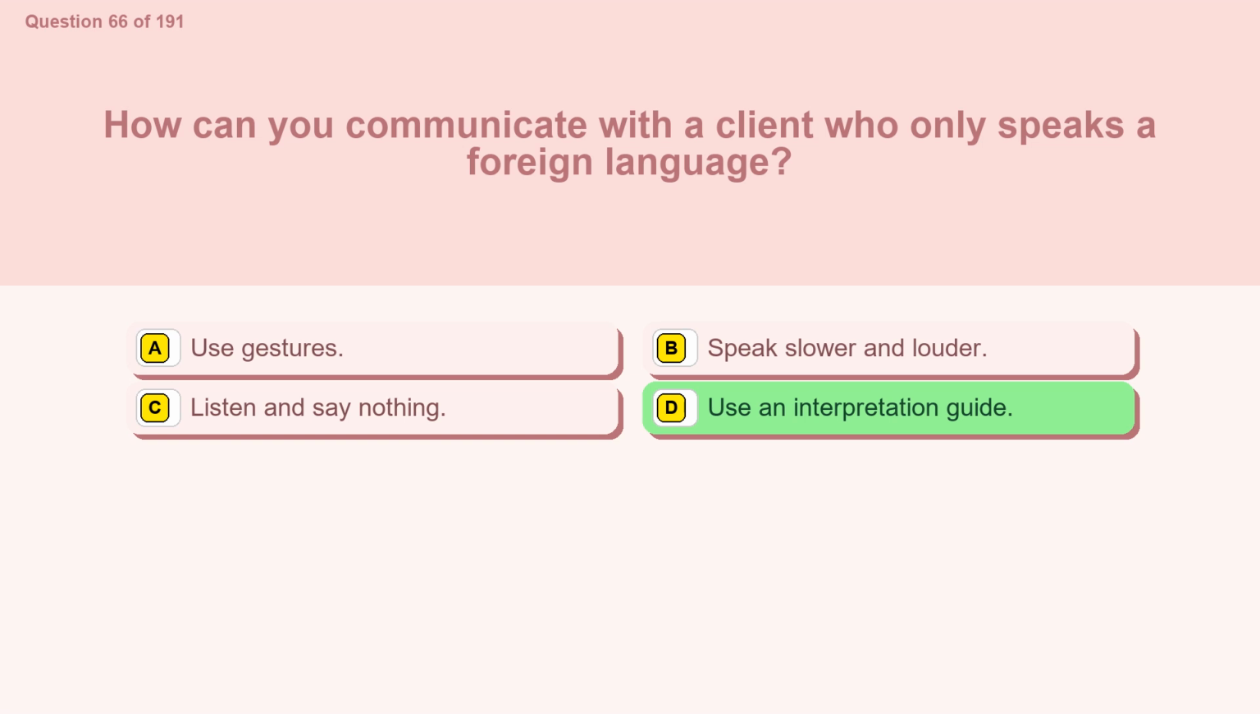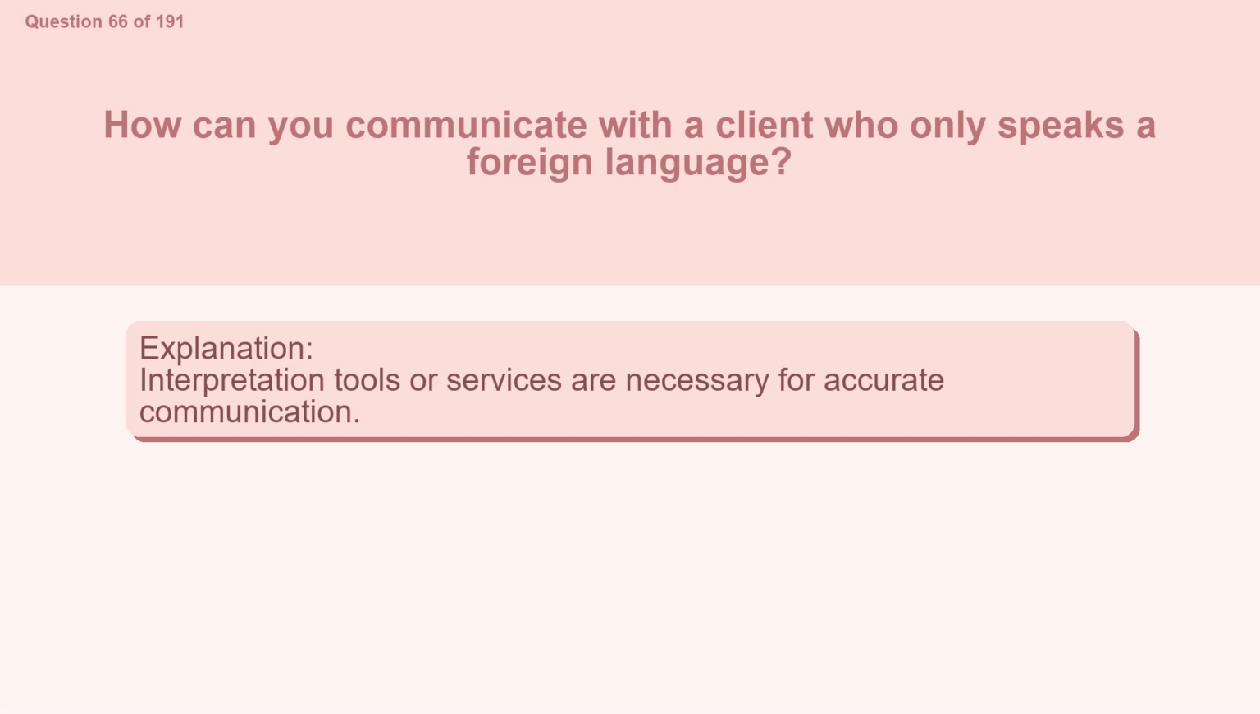The correct answer is option D. Use an interpretation guide. Interpretation tools or services are necessary for accurate communication.